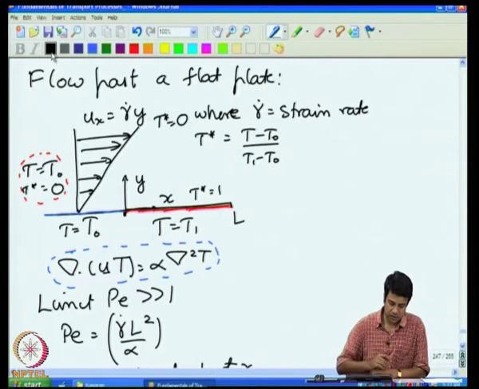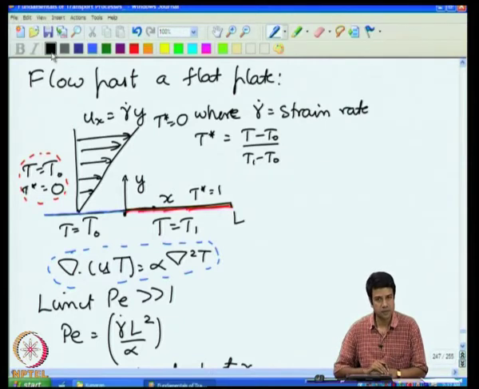And as I told you, this is a simple approximation for the flows in heat exchangers, for example, where as the fluid in the tube sides flows into the heat exchanger, initially it is at some cold temperature. And at the inlet of the heat exchanger, there begins a heated section and it continues downstream. So that was the configuration that we were trying to solve for in the high Peclet number limit.